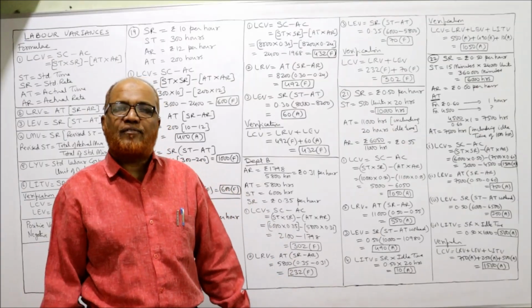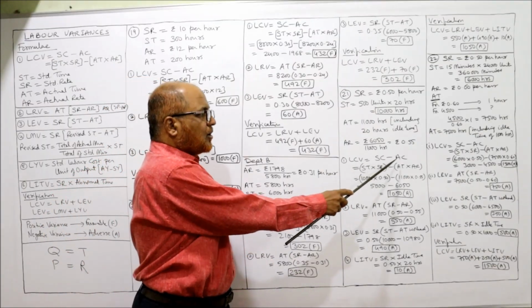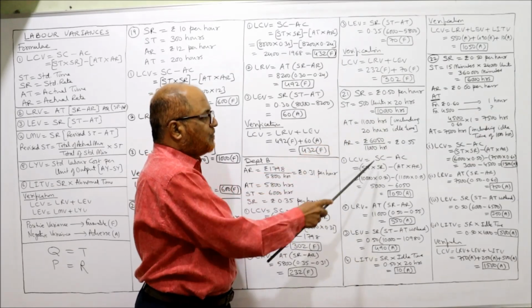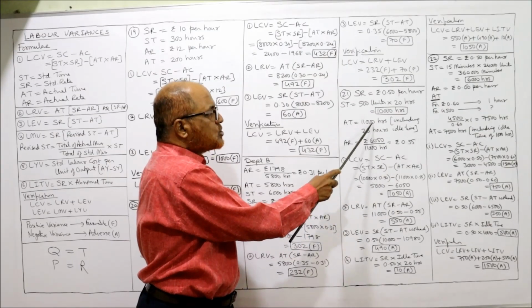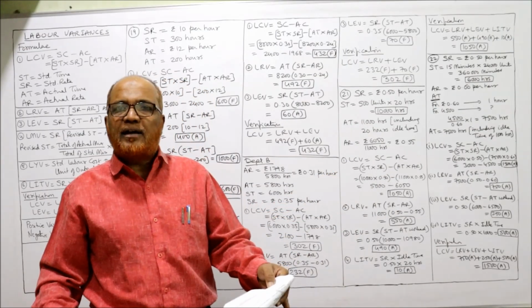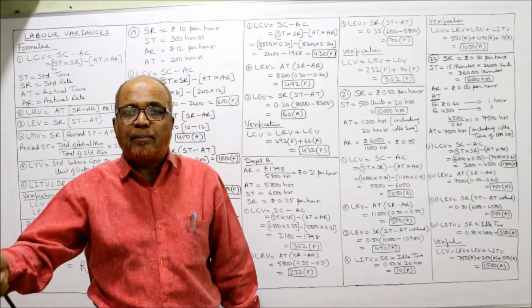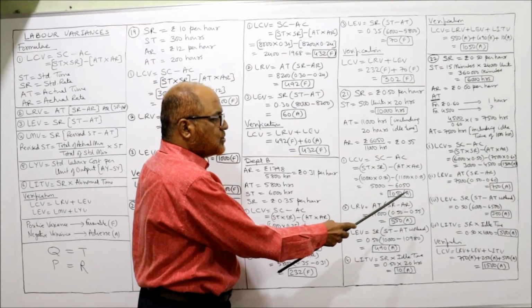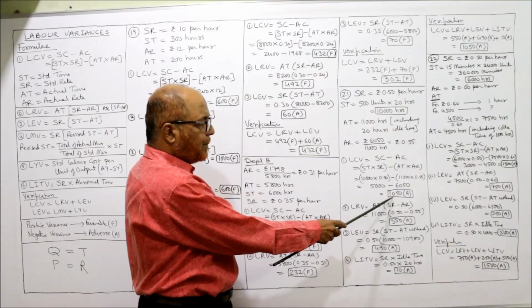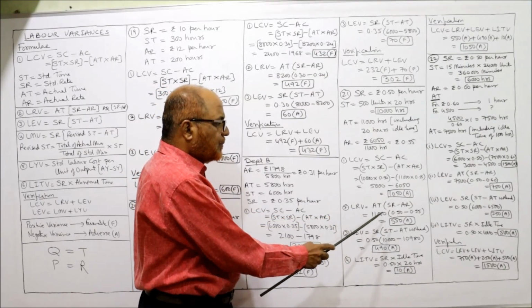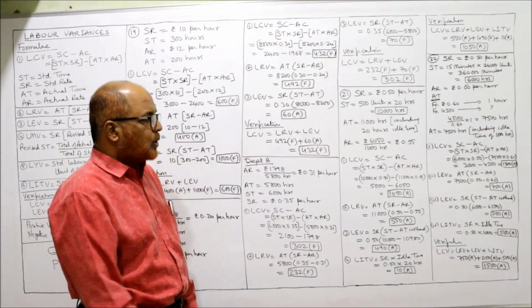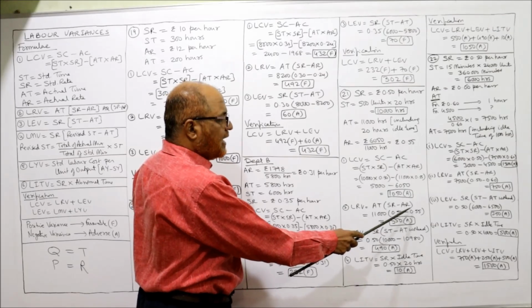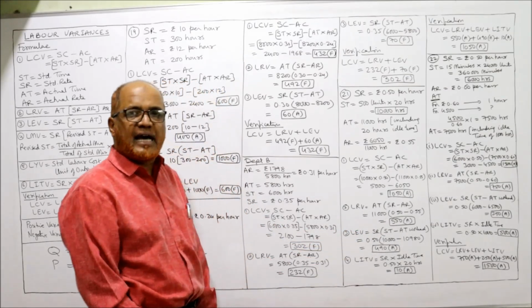Now we substitute in our formulas. LCV, standard cost minus actual cost, standard time into standard rate. Standard time how much? 10,000 into 0.5, 5,000. Actual time is total 11,000. Even abnormal idle time also we have to pay. The employer will pay the wages even for abnormal idle time. So 11,000 into 0.55. So 1,050 adverse LCV. LRV, actual time into SR minus AR. Actual time 11,000, whereas SR 0.50, AR 0.55. So 550 adverse is the LRV.